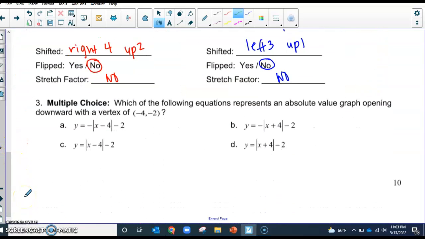All right, down here for 3, this is which of the following equations represents an absolute value graph opening downward. Okay, so that means our A has to be negative with the vertex of negative 4, 2. So my HK, this is going to be switched to positive 4 and remain at negative 2. So I'm looking for a negative in the front. So it's not this one. It's not this one. I need a positive 4 for my H and a negative 2. So my answer is going to be B.